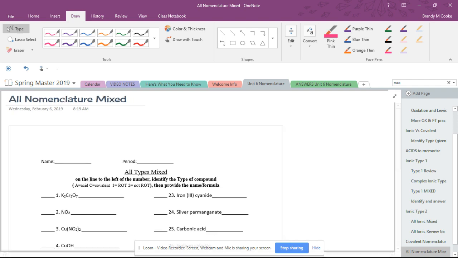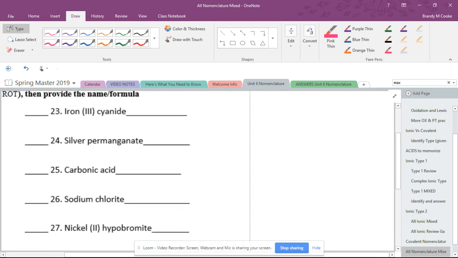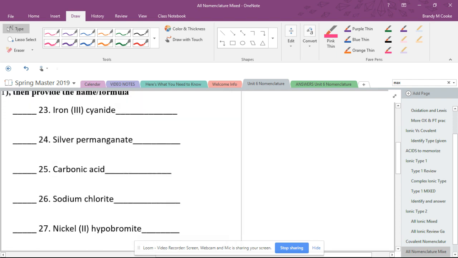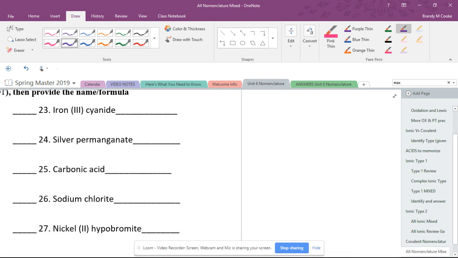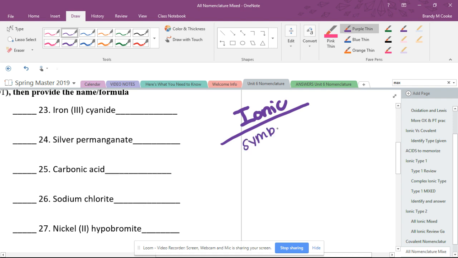you're doing. So I'm going to start first with writing the formula, because writing the formulas is the easiest thing to do, regardless of what the type is. So if we have an ionic compound, then all we need to do is symbols, charges, crisscross.